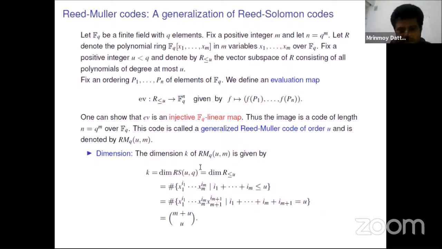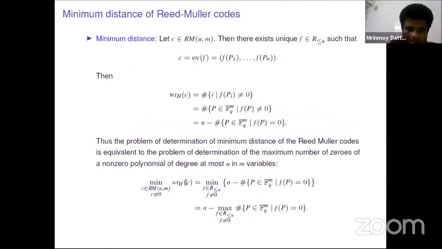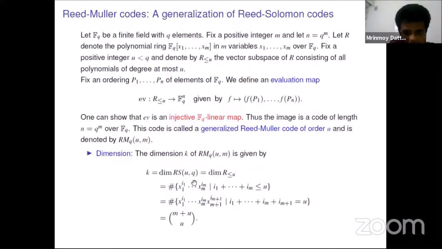So R_{≤u} is the vector subspace which consists of polynomials of degree less than or equal to u. It is spanned by monomials of degree less than or equal to u. How do monomials look like? X1 to the power i1, X2 to the power i2, ..., Xm to the power im, where the sum of all the exponents is less than or equal to u. So ultimately, this boils down to computing the cardinality of this set.